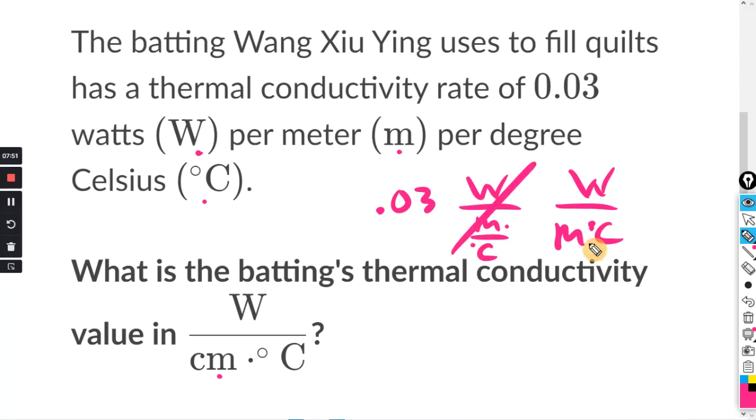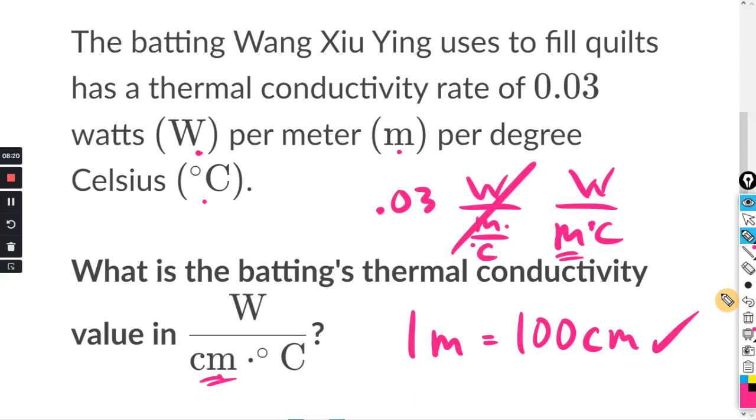All right, so the only conversion is converting the meters to centimeters. Again, I don't like the way they wrote this. So just be careful and look at the units for the answer that they want. Anyhow, the only difference is the meters and the centimeters. Okay, so 1 meter equals 100 centimeters. All right, I think that's all we need to know for this one.